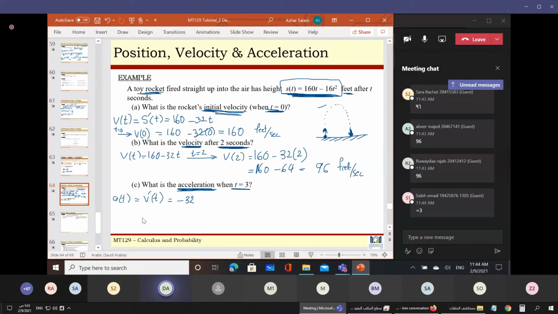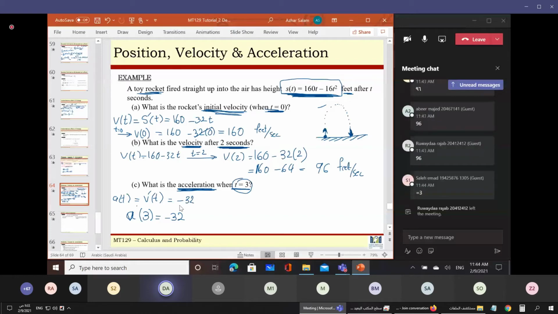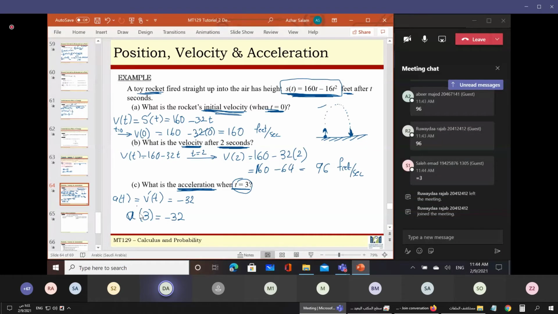If I substitute with 2, I have a of 2. There is no variable here, so it will be minus 32. I notice here that the acceleration is constant, so the rate of change in the velocity is constant. It accelerates at a constant rate.